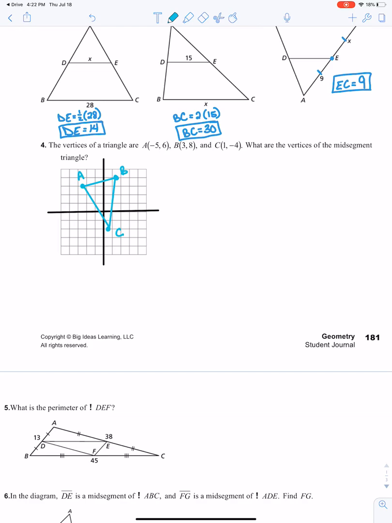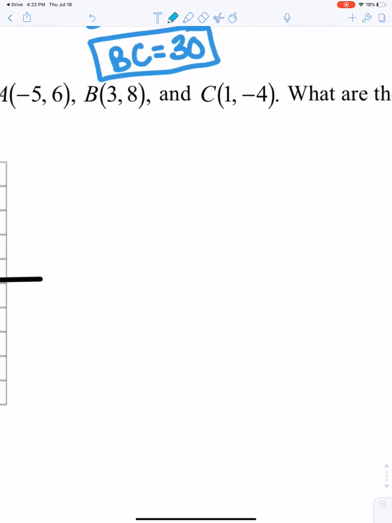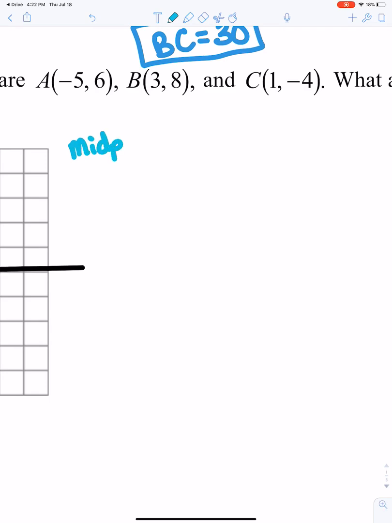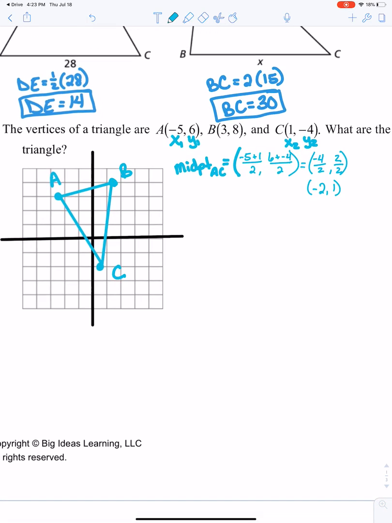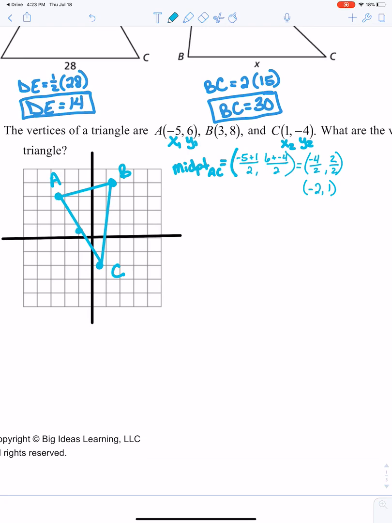So we could create multiple mid-segments. I personally want to create a mid-segment that goes through BC and AC. So I'm going to find the midpoint of AC and BC. The midpoint of AC uses x1, y1, x2, y2. The midpoint is x1 plus x2 over 2, and y1 plus y2 over 2. So that becomes -4 over 2 and 2 over 2, so that's -2, 1. The midpoint of AC is -2, positive 1, which is right about here.